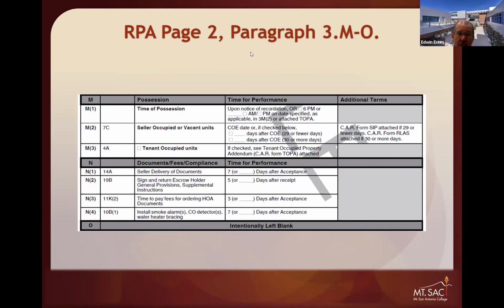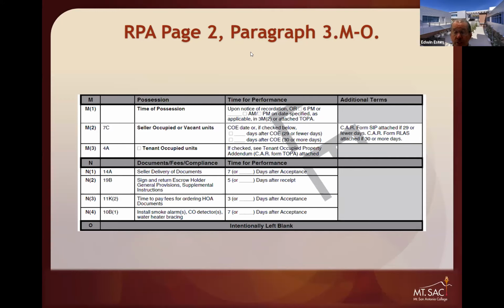Can you explain the TOPA regarding tenants again? Okay, so what the TOPA says, and it needs to be included if you have a tenant-occupied property that the buyer is purchasing, okay? The TOPA says the tenant can remain. If you want the tenant out, you check the box in the top paragraph, and that then says the seller will have the tenant out 5 days prior to close.